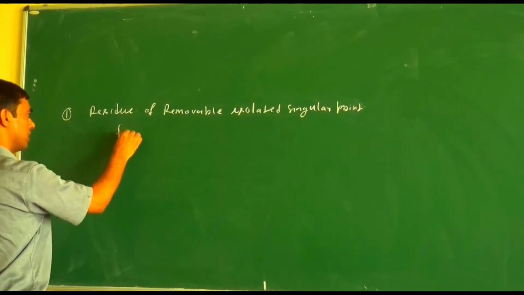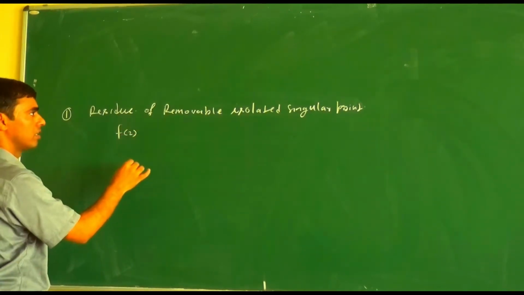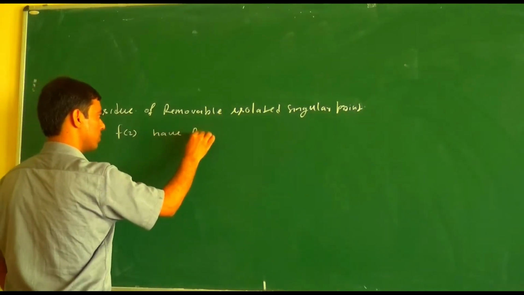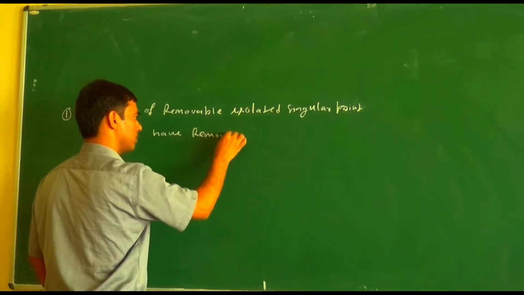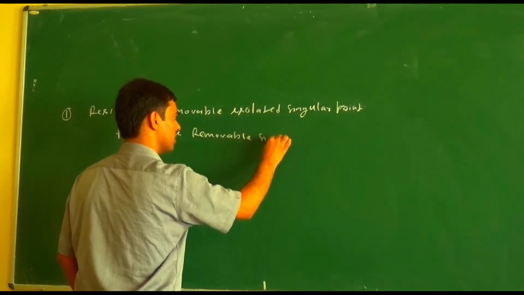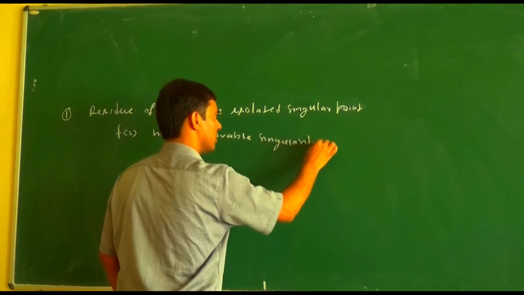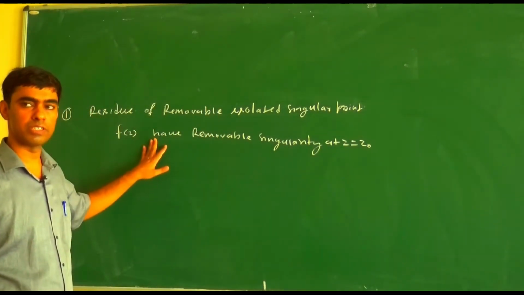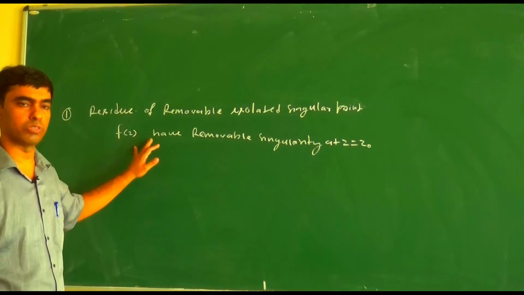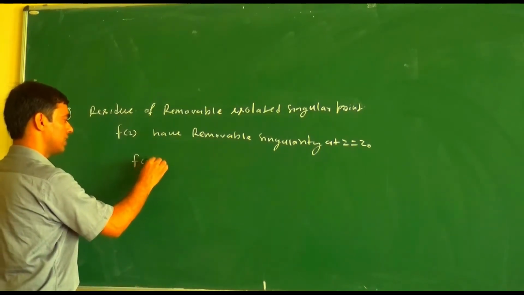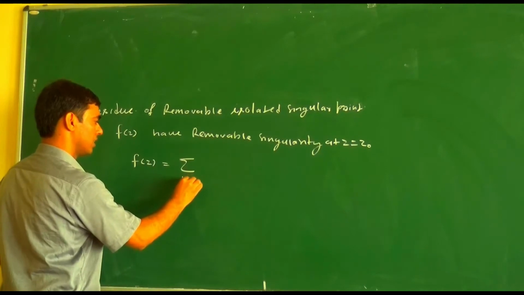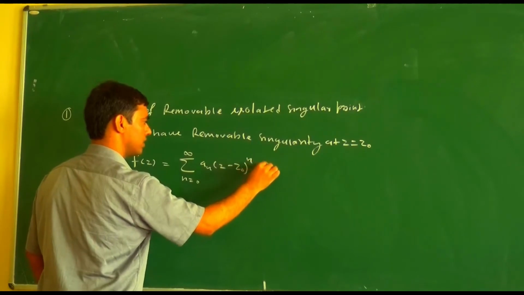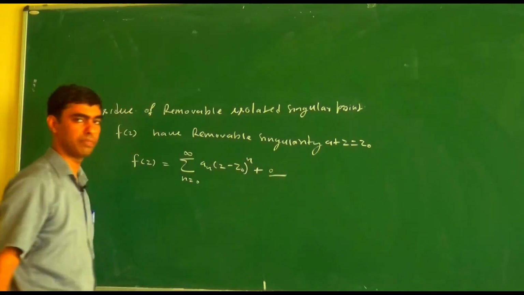Suppose f(z) is a function which has a removable singularity at z equals z0. If we write the Laurent expansion of this, how many terms are in the principal part? There are 0 terms. This means f(z) can be written with only the Taylor part, the summation n equals 0 to infinity of an (z minus z0) to the power n. There is no principal part.